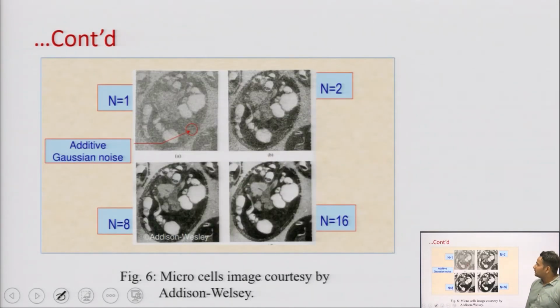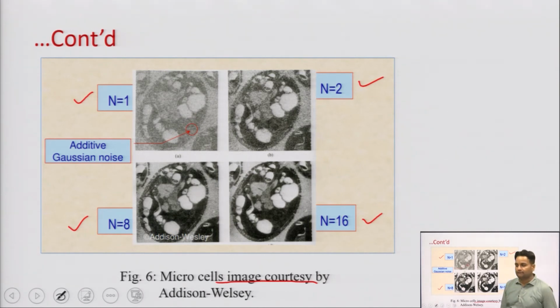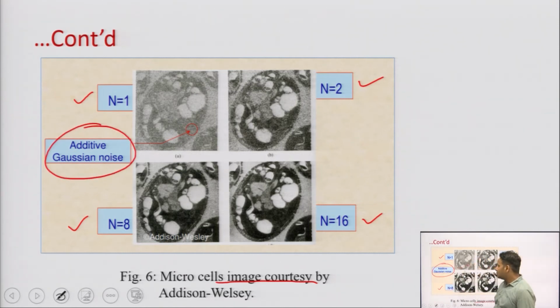Now, if we talk about the n value, if we have n equal to 1, n equal to 2, n equal to 8, n equal to 16, then you may observe the clarity of the image. This is a microcells image taken from Addison Bell's lab, and you may observe that as n increases, your image gets enhanced one by one. If we have n equal to 1, then your image is noisy. Here you may observe additive Gaussian noise, a type of noise we will also talk about later.